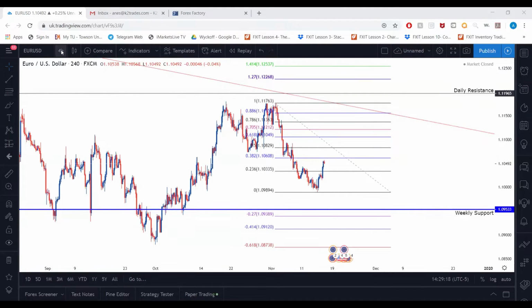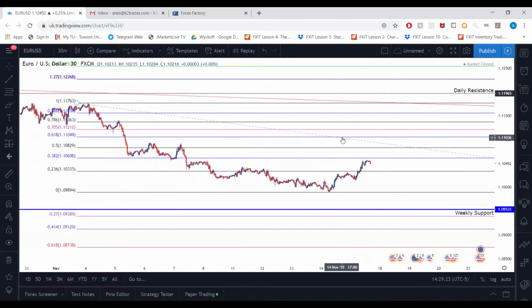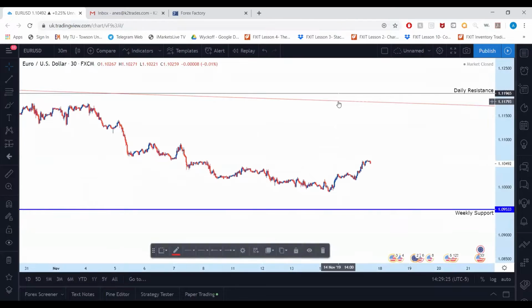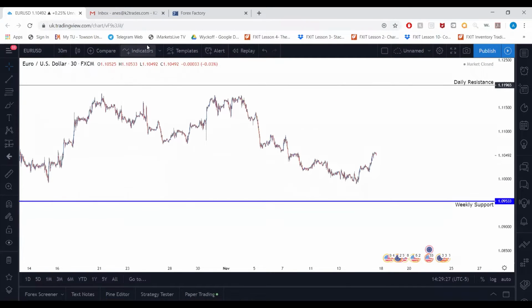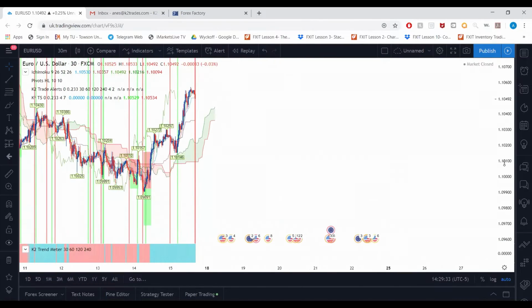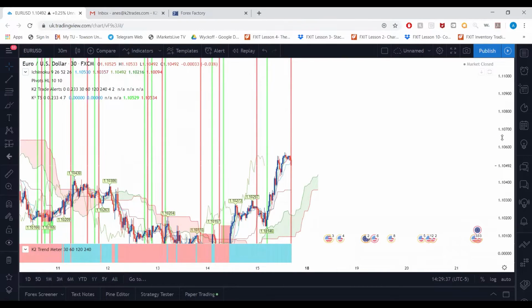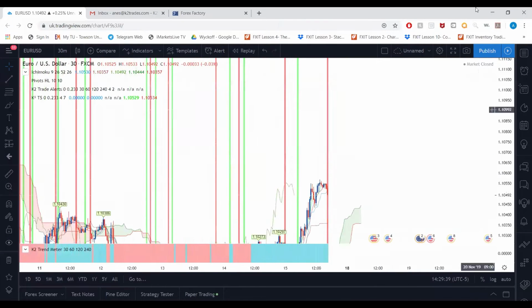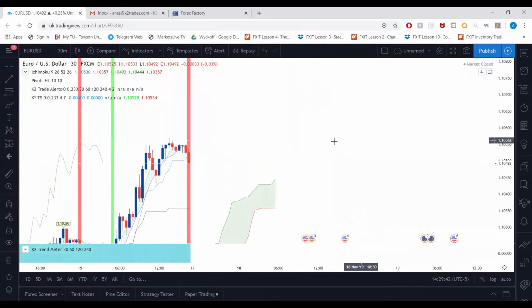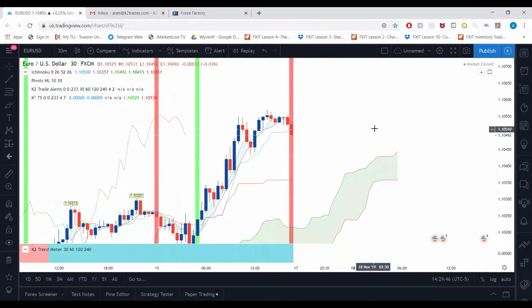So let's go on a 30 minute, and we're gonna clear this. And here we go. So yeah, it is showing that it might be turning back bullish, even though the last K2 alert and the last 30-minute candle closed as a sell signal.